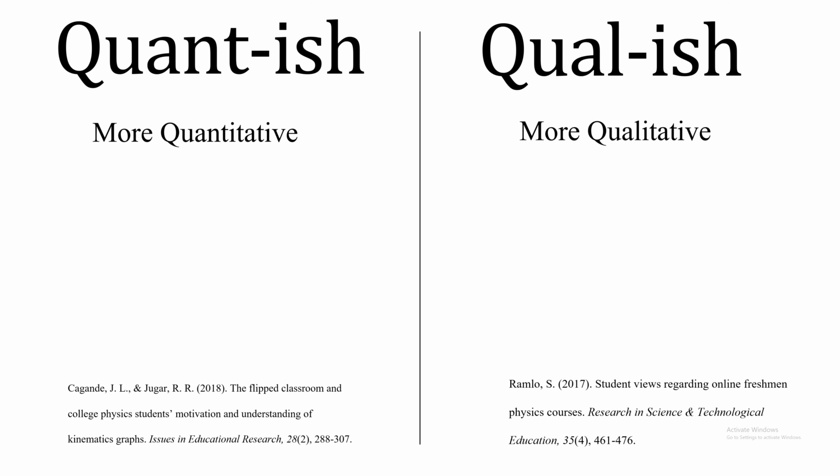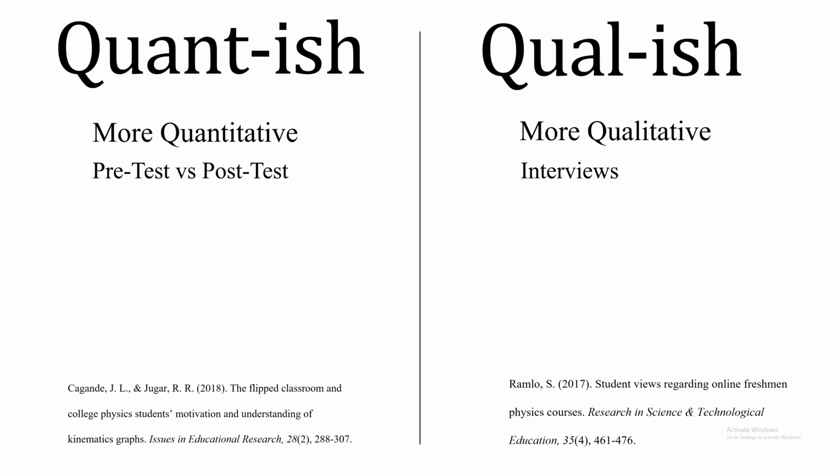Well, the first is certainly that the Kagande piece is much more quantitative. They are using student pre-test, post-test gains, statistical analysis that's very straightforward and well-known. So it definitely leans more on the quantitative side, whereas the Ramelow piece is more qualitative. By taking student statements from interviews, they're definitely getting a lot more qualitative responses out of this.